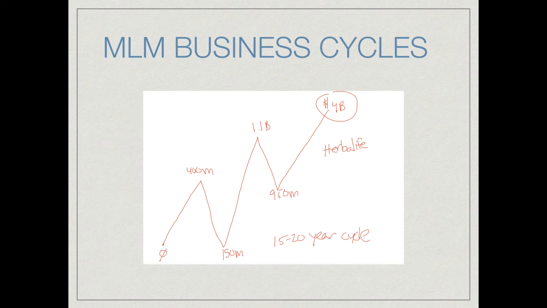Let's look at another company that some of you may have heard of before. So the next company we're going to look at is Herbalife. Now, Herbalife is definitely a top 5 company in the network marketing industry. Okay. Now, at one point they were at zero, and they exploded into $400 million in sales. Now, a few years later, they dropped all the way down to $150 million, just like USANA.